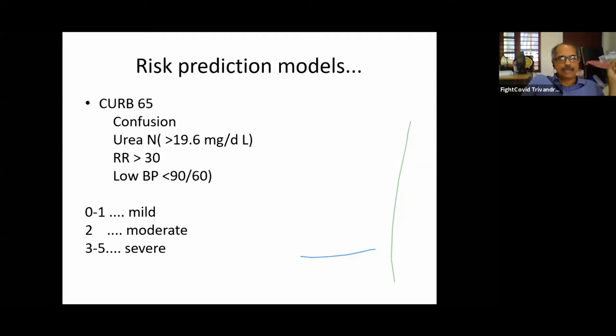The only thing is that if you apply CURB-65, the only lab parameter needed is blood urea nitrogen. Apart from that, all the other physiological parameters you can easily assess. And this is in short about the severity assessment in community-acquired pneumonia.